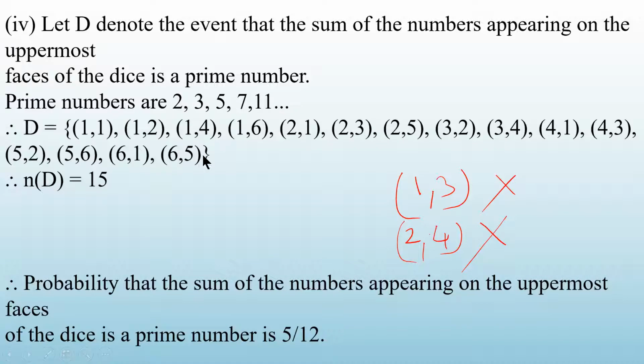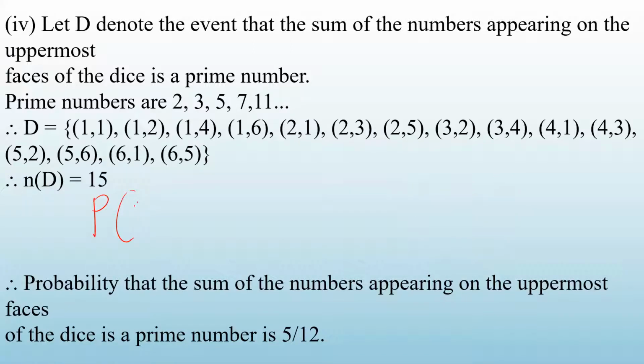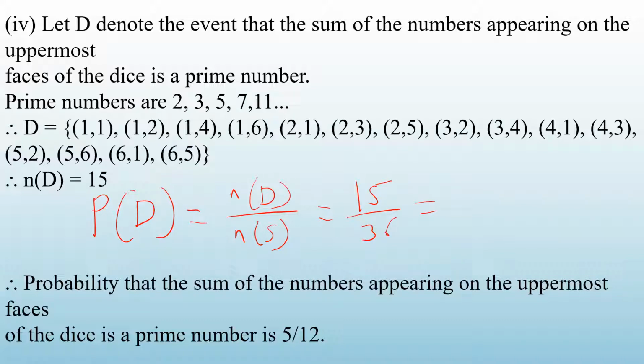Count them. How many are there? They are 15 in number. Okay. So find out the probability. So probability of the event D is equal to number of points in D divided by number of points in the sample space. So it is 15 divided by 36. Find out how much. 0.4166. So we can call it as 0.42. Therefore, the probability that the sum of the numbers is a prime number is 0.42. Okay.